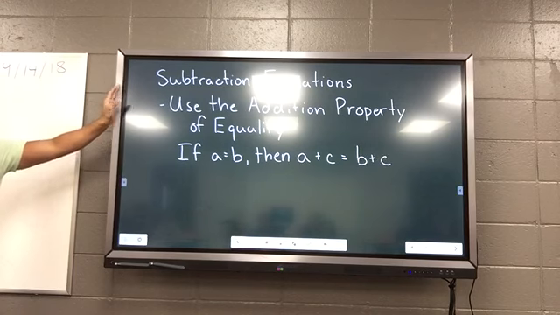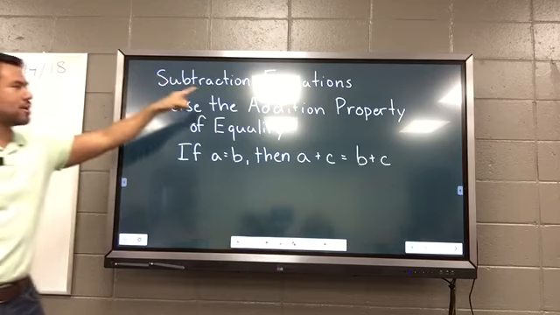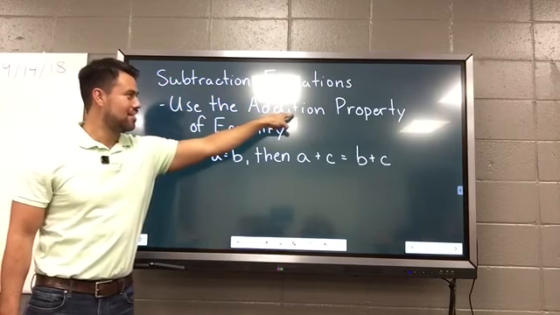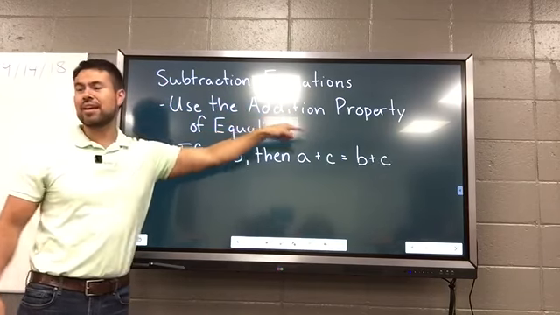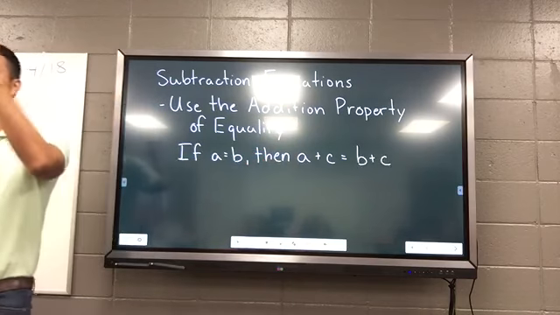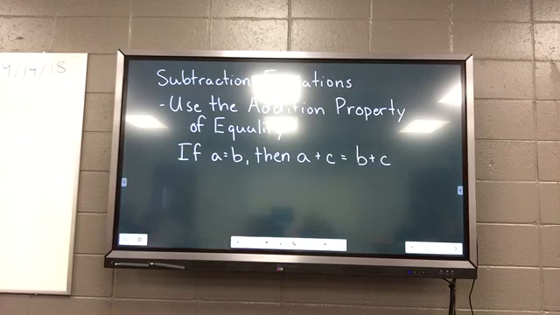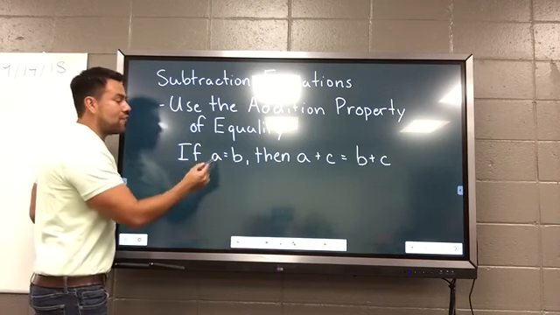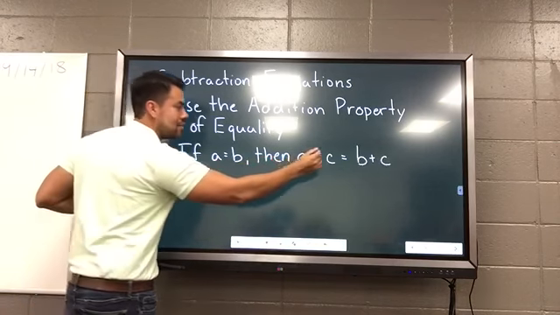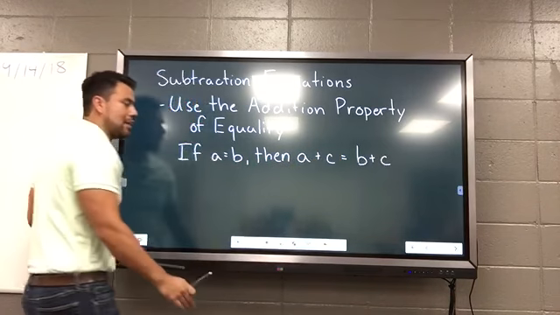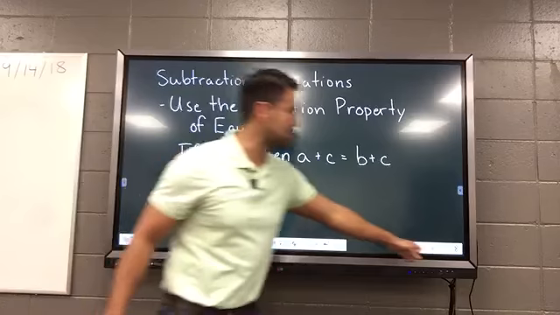But anyway, the subtraction equation, what property are we going to use on these? The addition, because addition and subtraction are what kind of operations? Inverse operation. Inverse. If A equals B, then I'm allowed to add C to both sides and keep it a balanced equation. That's what we're saying with that.